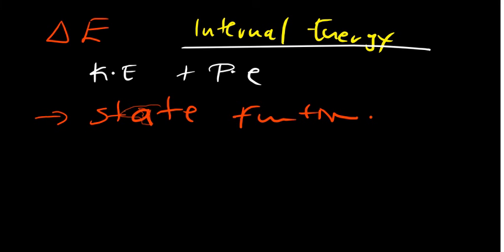It doesn't depend on the pathway by which it got to that state. Okay. So some other examples that can help us understand is when you're talking about, for example, distance. Let me give you an example. Let's say you have a mountain, right?